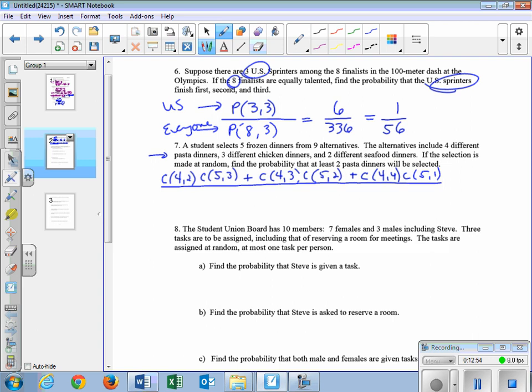Now I have to divide it by my total sample space. How many frozen dinners were in that refrigerator? There are 9, and I'm picking 5. That's the number of ways I could pick everything there. And I would just leave it like that.